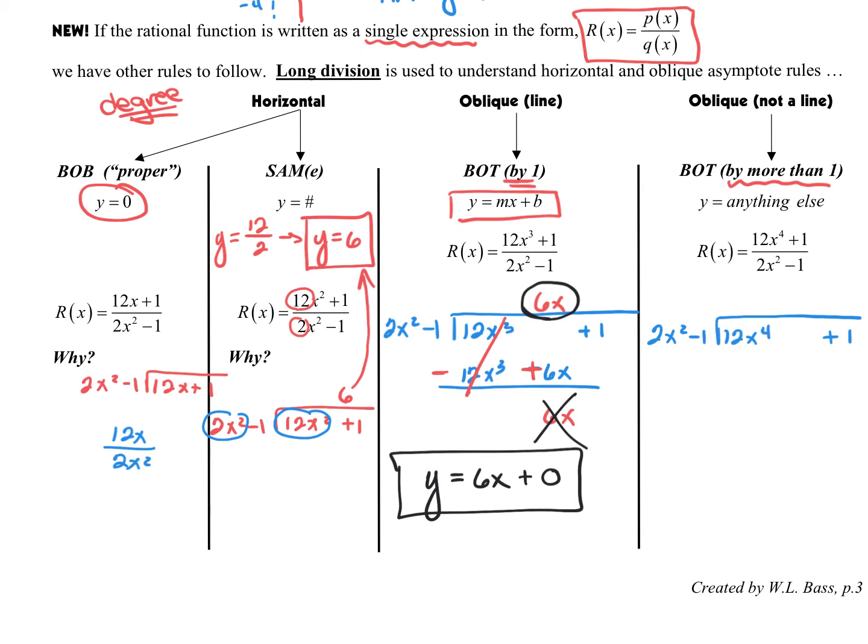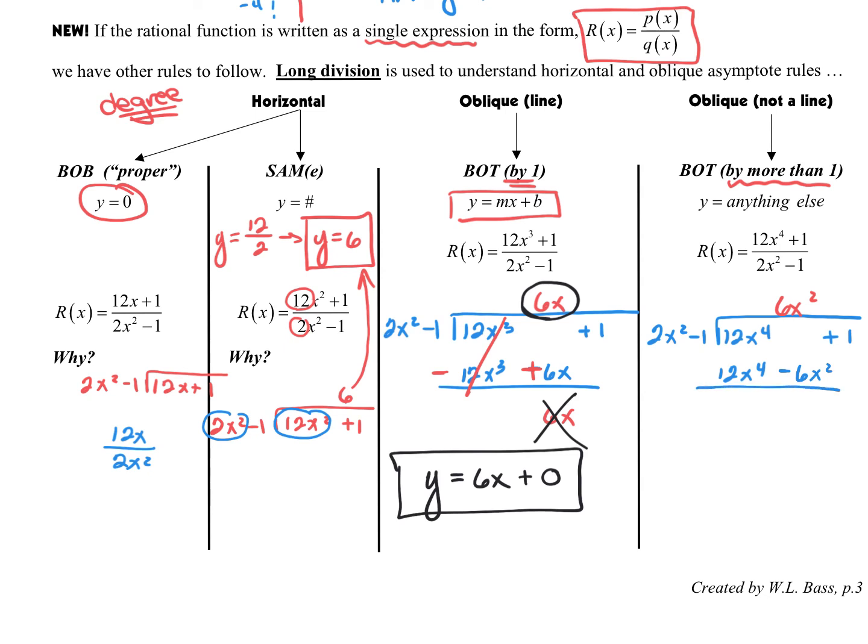So 12x to the 4th divided by 2x squared is going to give me 6x squared. So now my asymptote is actually going to be a parabola. It's going to be very strange. So I'm going to multiply this back out again. 6x squared times 2x squared is going to give me 12x to the fourth. That's what I wanted. 6x squared times the negative 1 is going to give me a negative 6x squared.